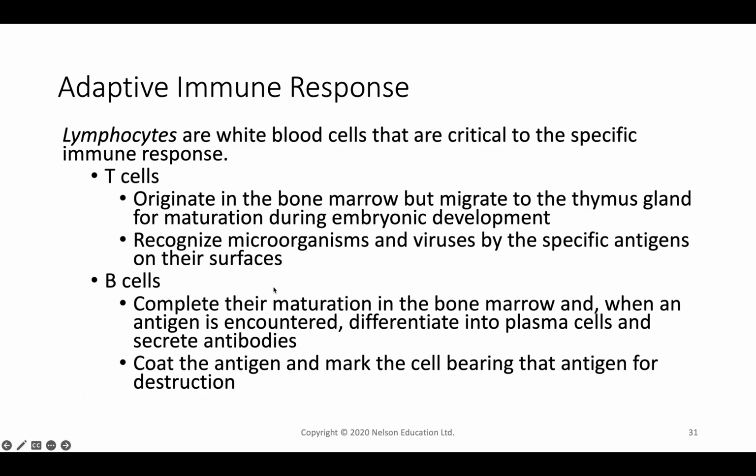These are different in a couple of ways. One, the B cells are going to mark the cell for destruction, but not kill the cell itself. So it's basically going to be coating the cell or the antigen that's on the outside of the cell and marking that cell for destruction. Whereas T cells are actually going to go out and do the dirty work themselves, recognize and slaughter different microorganisms, viruses, by figuring out which antigens they need to attack based on, again, what the antigen-presenting cells have presented.